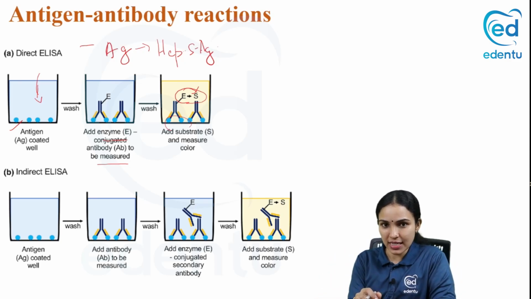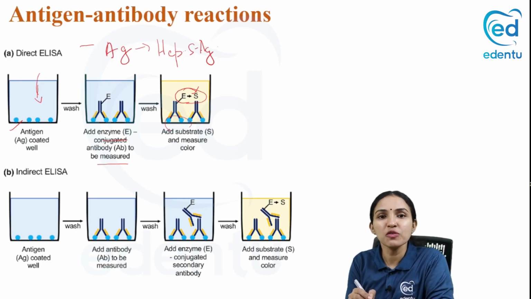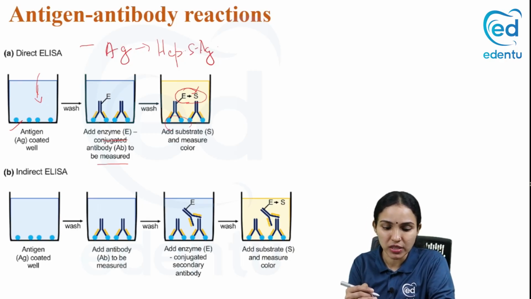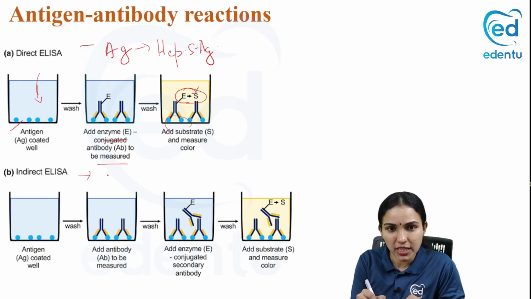And that is direct ELISA. So this is a direct ELISA. Now how is it different from indirect ELISA? If you understand direct ELISA, now everything is easy. Only certain things will get added to it. Indirect ELISA, just understand that indirect ELISA is for detection of antibody.